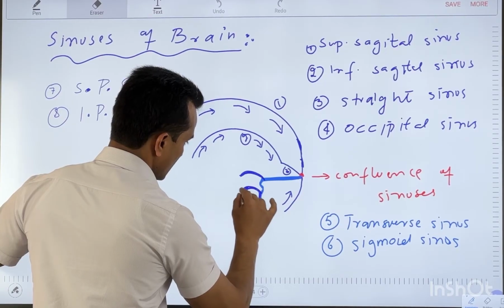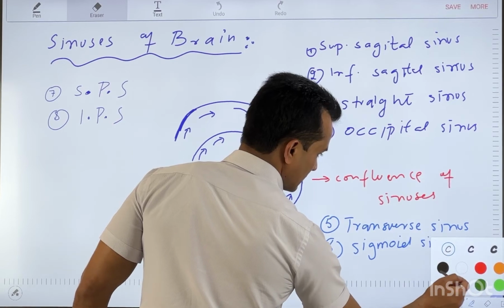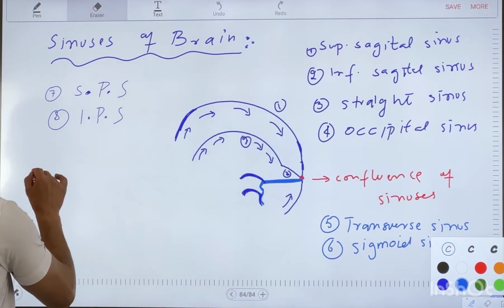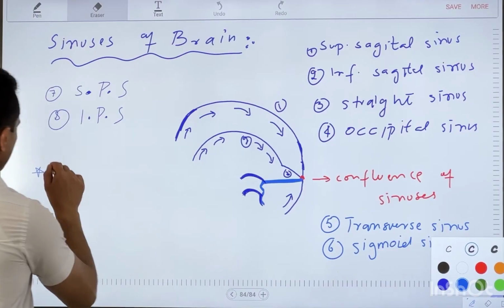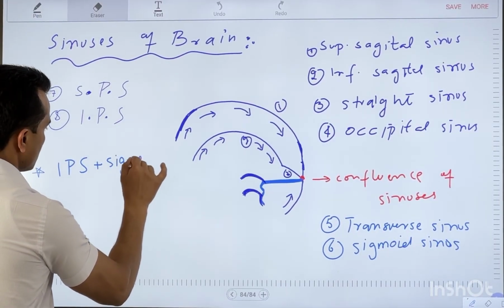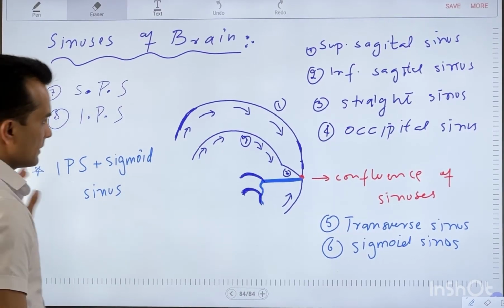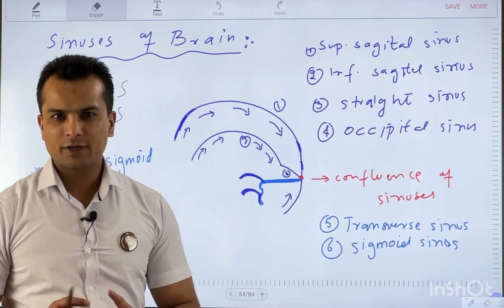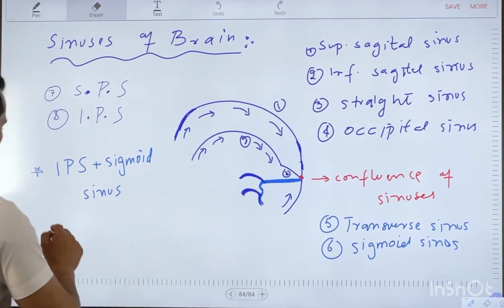Now look, both the inferior petrosal sinus and the sigmoid sinus, let me highlight here, inferior petrosal sinus plus sigmoid sinus, now they continue as the internal jugular vein. So the internal jugular vein is made up of the sigmoid sinus and the inferior petrosal sinus. Very important MCQ.